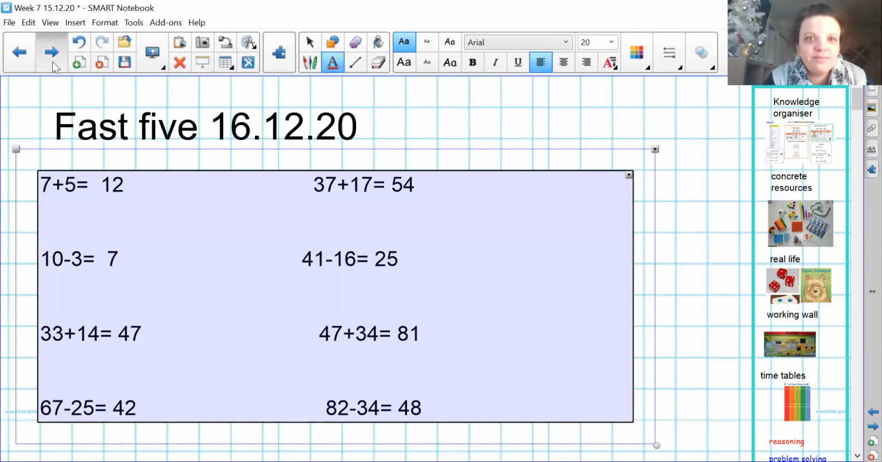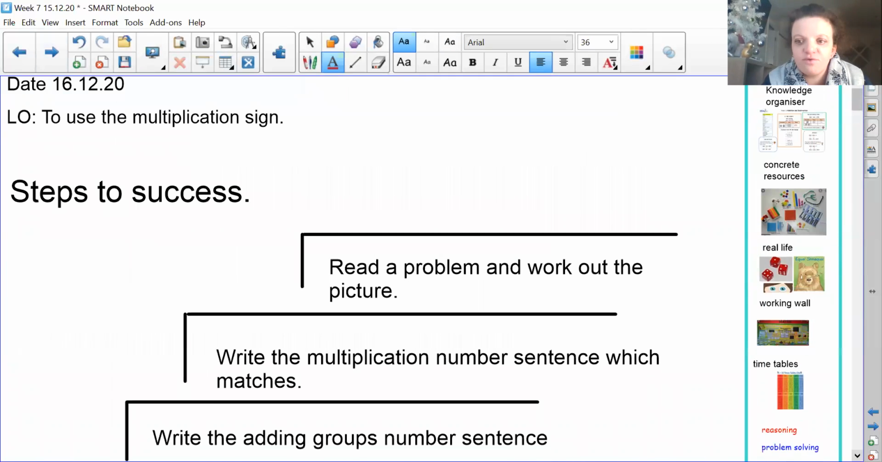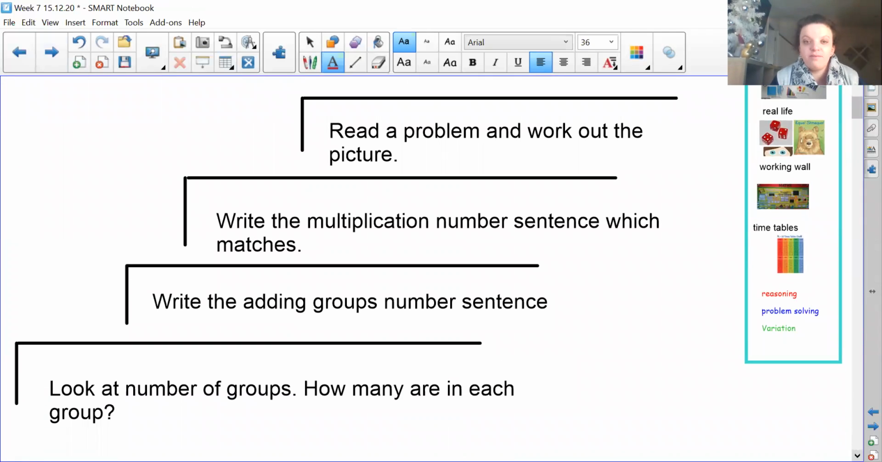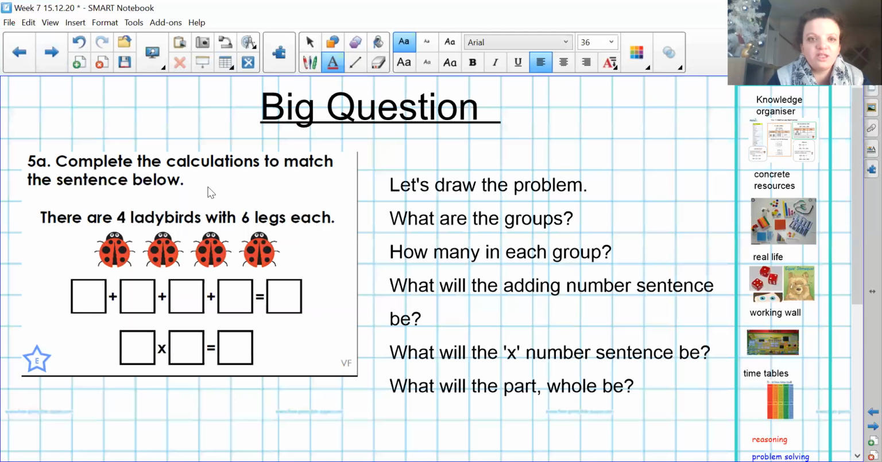The first thing we're going to do is look at a number of groups, and how many are in each group. We're going to write the add-in number sentence, so adding all those groups together. We're going to write the multiplication number sentence which matches, and then read a problem and work out the picture, and work out the problem using our multiplying and our add-in number sentences. So we're seeing how we can write a problem 2 ways today, and we're also going to be looking at showing our part whole as well.